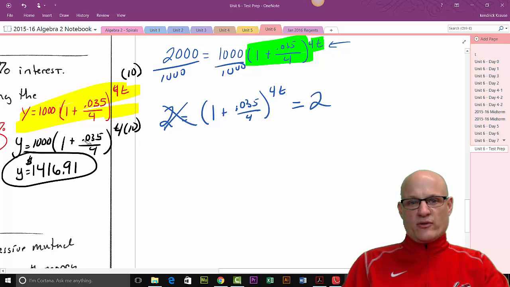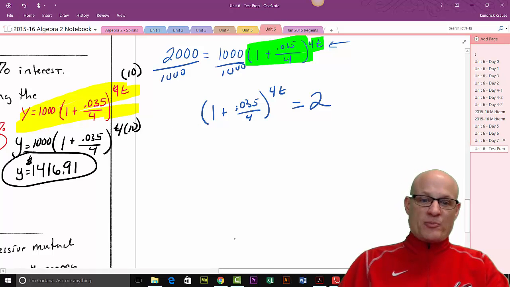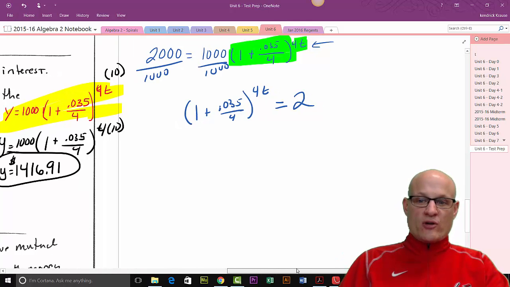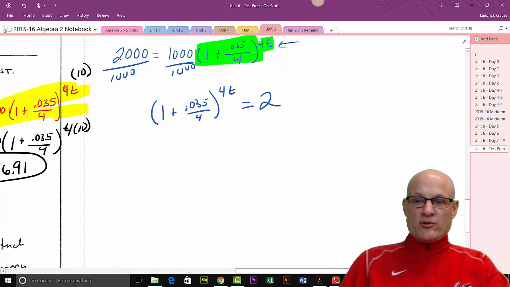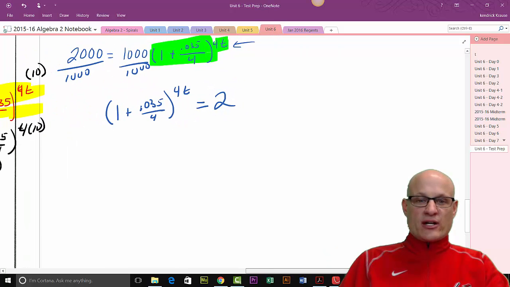Same thing. So now we have an exponential. In order to solve an exponential, you have to change the base. So it's all about that base.